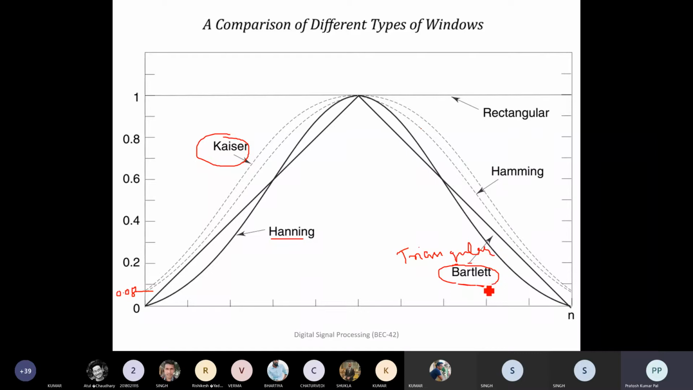So this Bartlett window will have the shape of a triangle. Starting with 0, it will be a straight line going up. Why is it a straight line? Because its window function has a direct relation with the n value. There is no other dependence, just 1 minus n and 1 plus n. So that will be the representation of the different types of window functions after combining all.